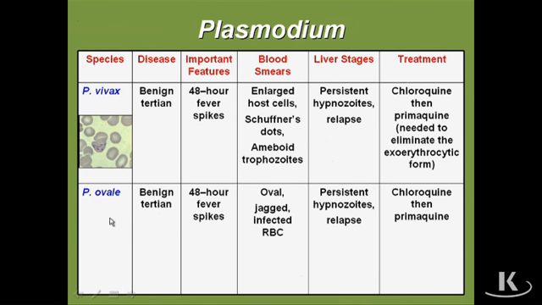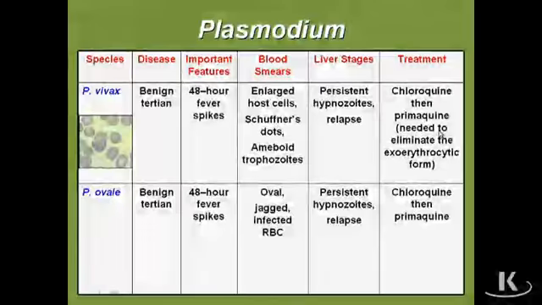I'm going to jump down here to Plasmodium ovale, which if you look at the disease is the same. Benign tertian malaria, 48-hour fever spikes. What can we say about the blood? It's oval shaped, all right? Plasmodium ovale. The blood becomes oval shaped. So that's one of the diagnostic features for Plasmodium ovale. Although more likely to show up than ovale on Step 1 is going to be Plasmodium vivax.